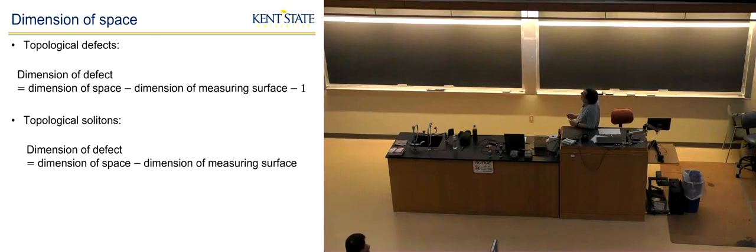So a rule would be that the dimension of the defect would be the dimension of space minus the dimension of the measuring surface, which here is 1, minus 1. Whereas the dimension of the soliton is the dimension of space minus the dimension of the measuring surface. So it's a different dimension. And so in 2D, for example, the defects have dimension 0 and the solitons have dimension 1.